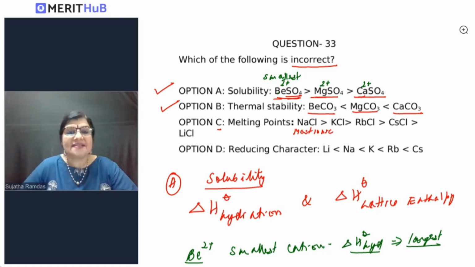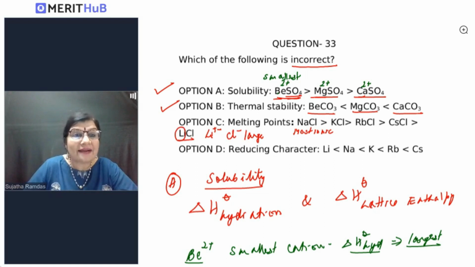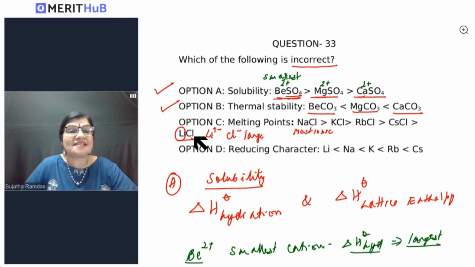But if you look at size, lithium chloride should have been the most ionic, right? Lithium ion is the smallest, but the problem is lithium ion is very small, while the chloride ion is large. What can that result in? Again, polarization effect. And that is why lithium chloride shows some covalent character. Understood? So it's not a pure ionic compound. Because of that, its melting point will be the lowest amongst the melting points of the other group 1 chlorides. Okay, so option C is also correct.